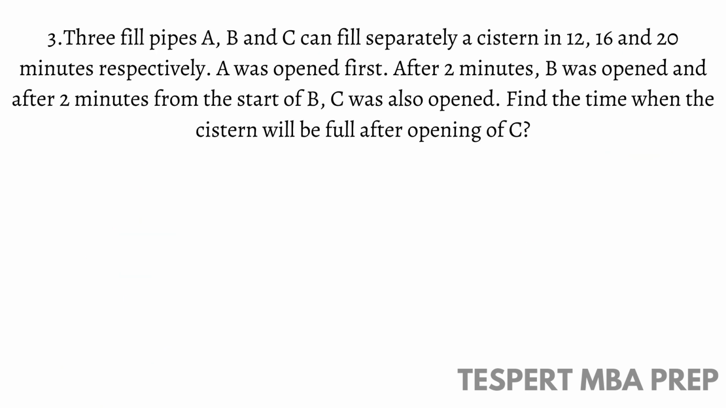So three pipes A, B and C can fill separately a cistern in 12, 16 and 20 minutes respectively. A was opened first. After 2 minutes B was opened, and after 2 minutes from the start of B, C was also opened. Find the time when the cistern will be full after opening of C.